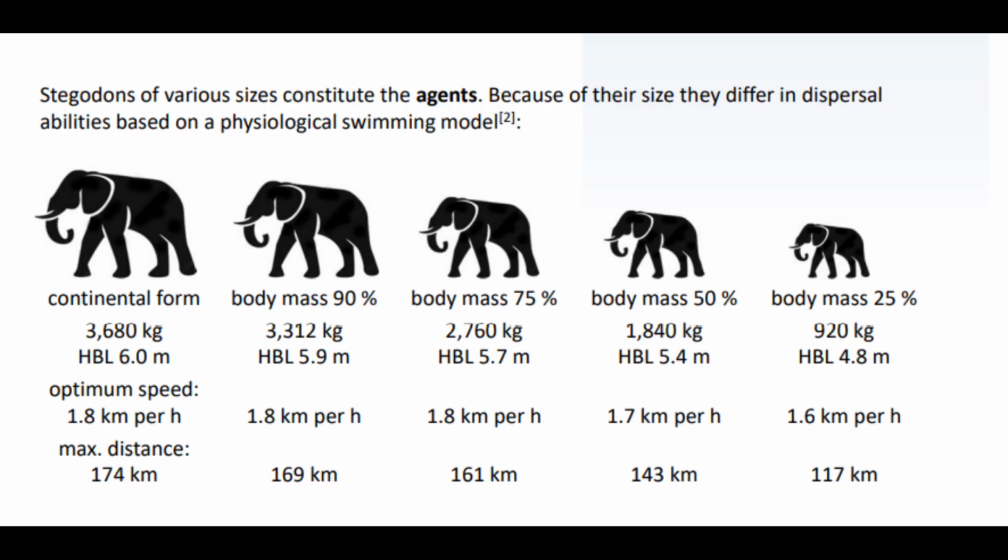Now, the continental form of stegodon is estimated to be about 3,600 kilograms, maybe 3,700. And according to the model that they've put together, the stegodon could have swum 174 kilometers. Well, to convert kilometers to miles, because we're dealing with American measurements here, 174 kilometers is about 108 miles. That's a lot of swimming, right?